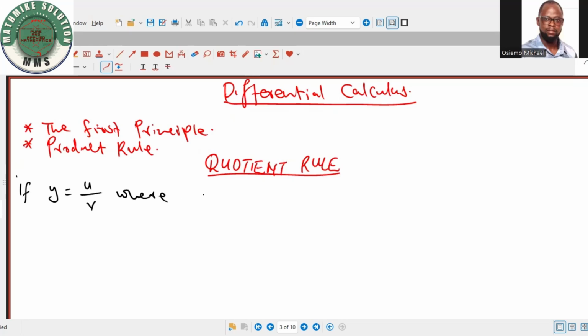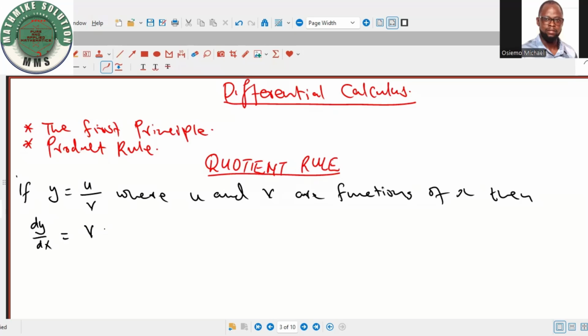where u and v are functions of x, then the derivative dy dx will be given by v du dx minus u dv dx, and all this over v squared. If you can remember, our product rule, dy dx was equal to what?